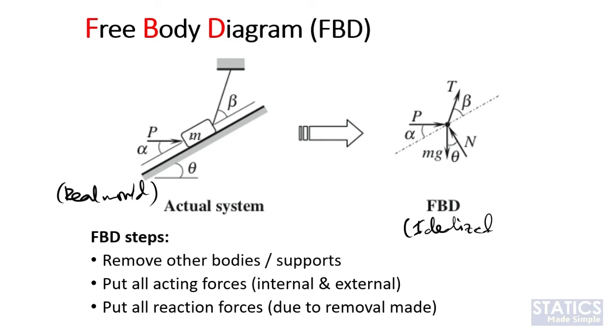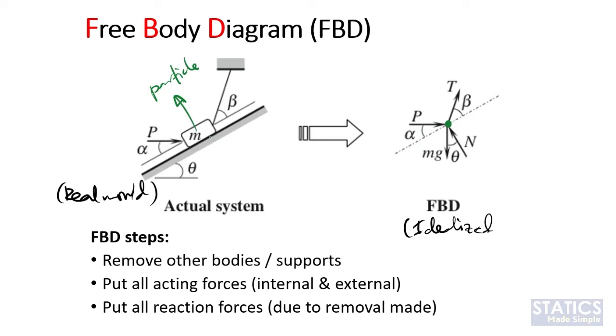We have this mass M without any dimension. So that means we can idealize this M, this mass or this block, as a particle. That's why we have one point that represents this mass M. The dimension is not given, or in this case probably not important to solve the problem. Next, we have force P being applied at an angle of alpha with respect to the slanted surface.